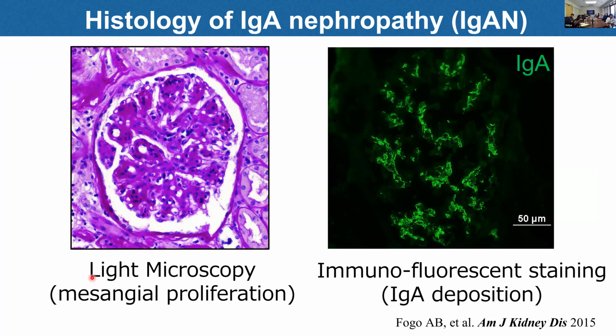So here is a typical histology of the glomerulus of an IgA patient. We can see the proliferation of the mesangial cells by PAS staining. In addition, we can detect the IgA deposition with a mesangial pattern by IF staining using the anti-IgA antibody. So the diagnosis of IgAN is relatively easy with the kidney biopsy. But on the other hand, without the kidney biopsy, we can't diagnose this disease. So kidney biopsy is very important for this disease.